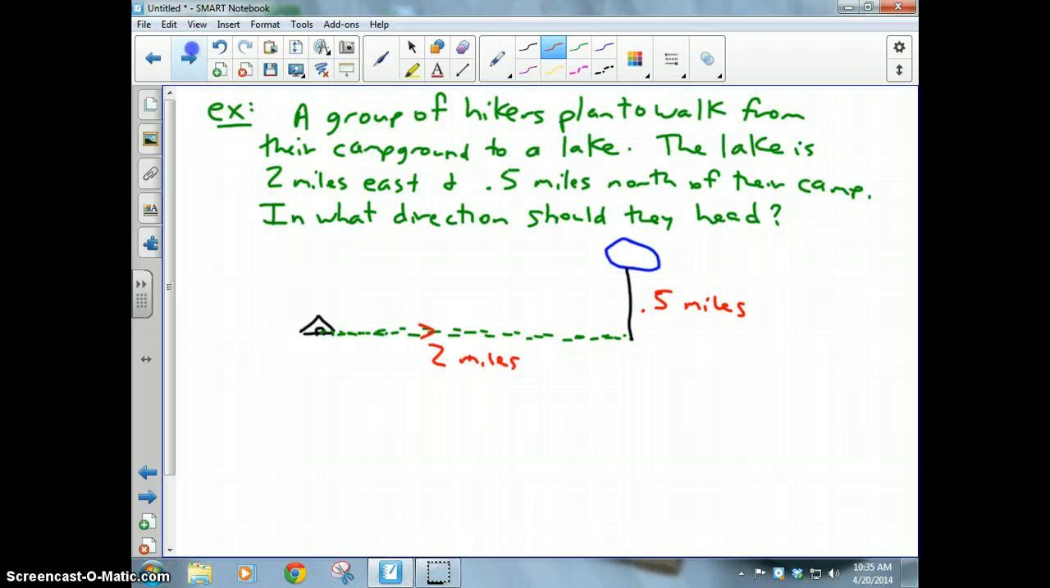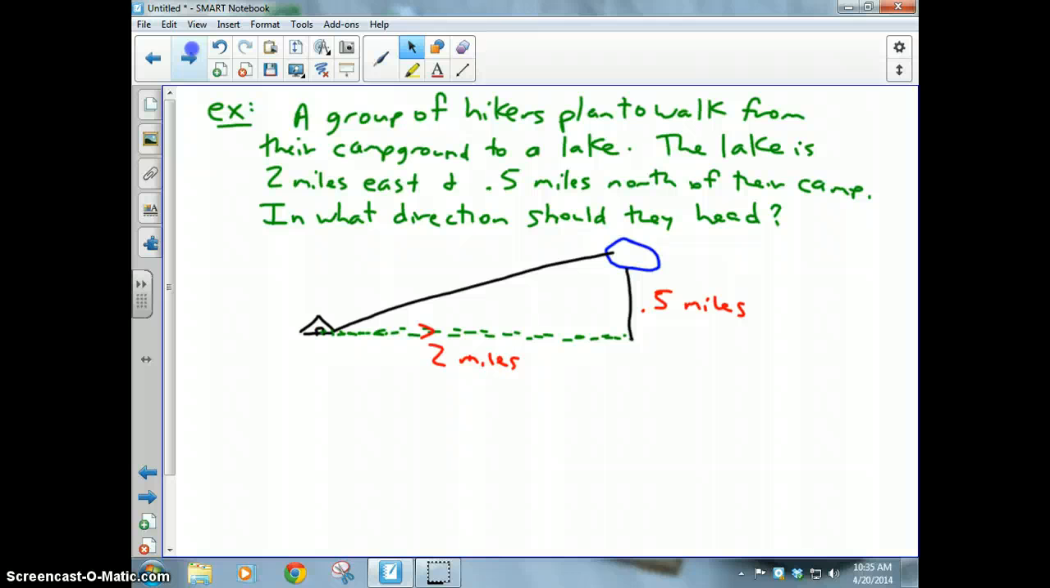The question says, in what direction should they head? Well, obviously, the shortest distance between 2 points is a straight line. They want to walk the black line. Now, when you're out in the wilderness, obviously you deal with angle measures. So theta is the direction that we want to head. What direction are they going to head? Well, that's what we're looking for, is theta.